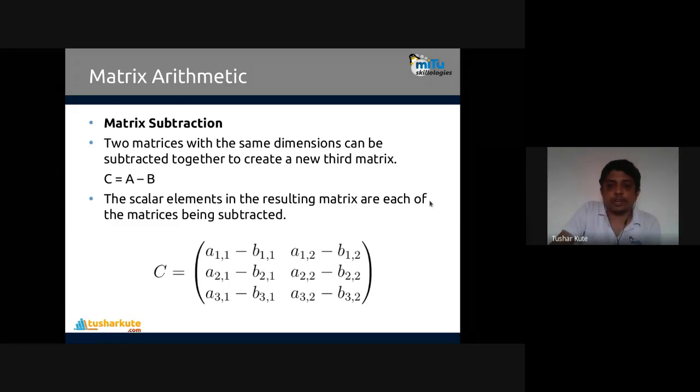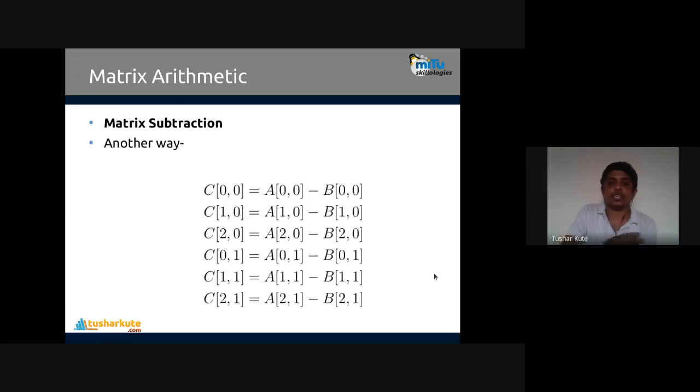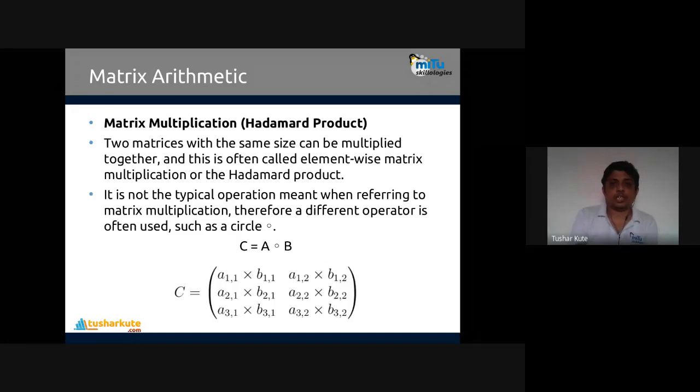So scalars can be subtracted from a matrix, resulting in a new matrix. Here the minus symbol is there, and that's the main difference. You can see, in another way, that individual elements are subtracted using this particular method. Fine. This is the matrix arithmetic that you can do.